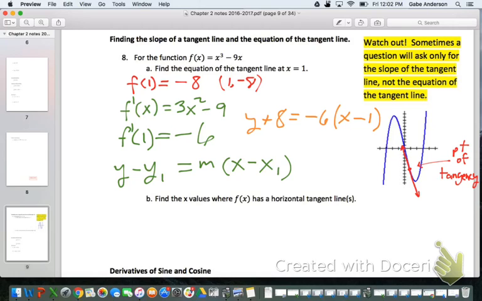So, okay. Let me ask you guys one other question here. I'm going to erase all this junk over here on the graph for just a second. And we're going to move on to B here.